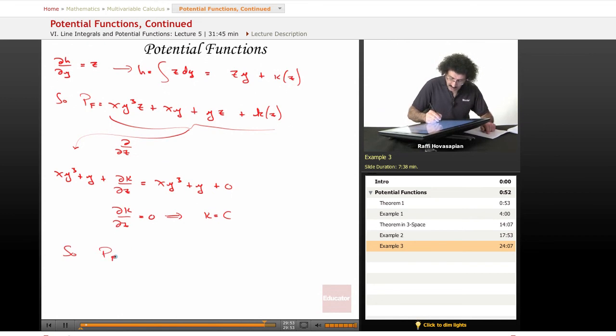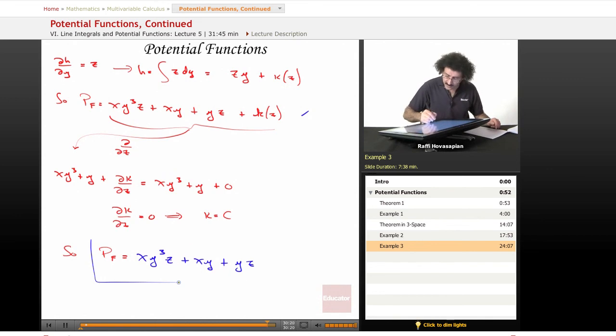So our potential function for this particular vector field is, well, it's this thing, but k is equal to a constant, which we can take as 0. So what we're left with is x y cubed z plus xy plus yz. There you go. That's our potential function.